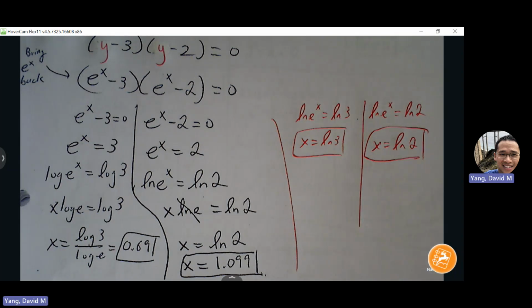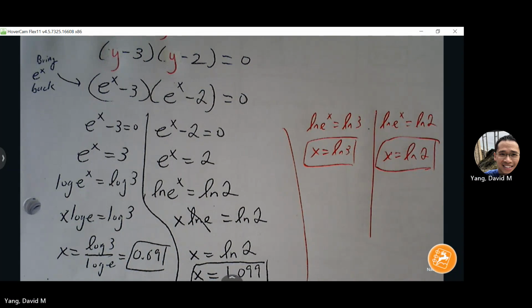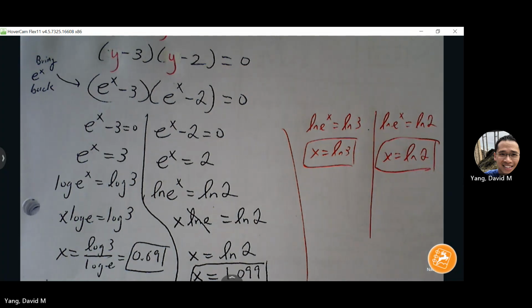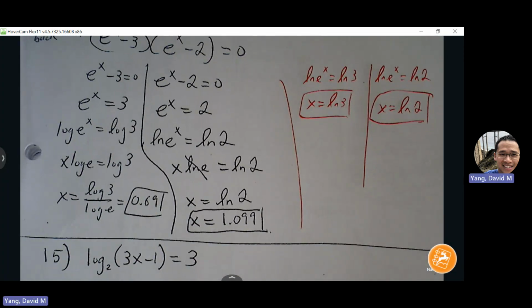Okay, finally, number 15. Okay, 15 is nice. Just get it directly into exponential form and solve for x. Double check that your solution is valid.